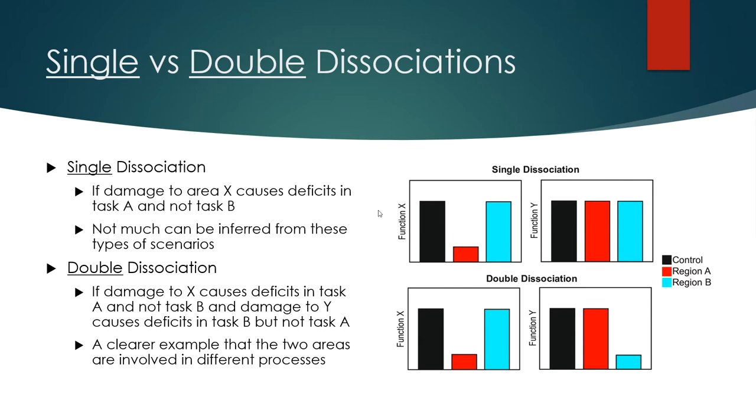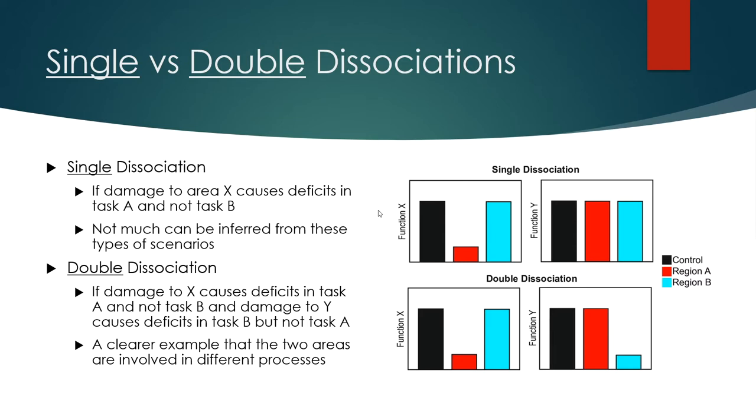This would be you have one subject that has damage to a very specific region that has a specific behavioral change. So for a single dissociation, let's say you have a patient that had damage to a specific part of his temporal lobe and can't see faces anymore, right?